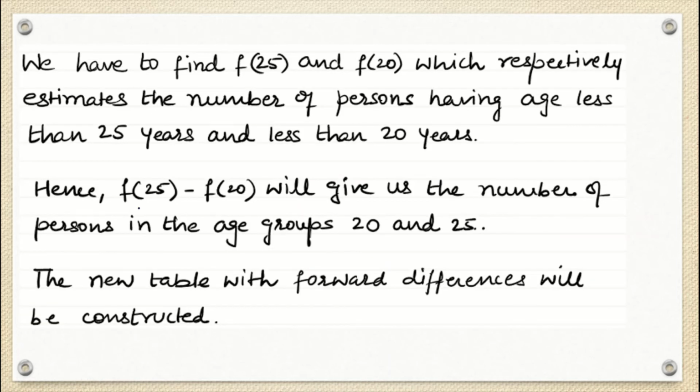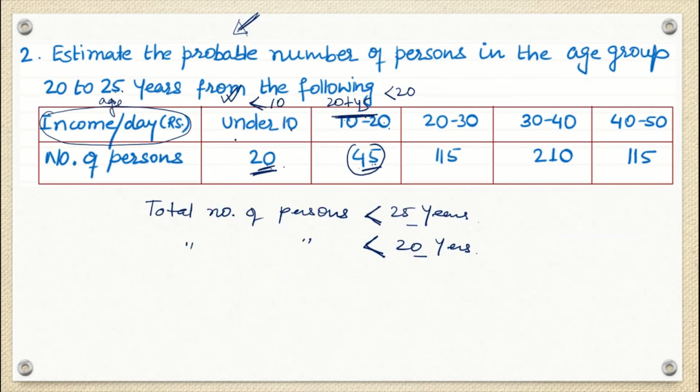Finally, F25 minus F20 will give us the number of persons in the age group 20 to 25. Okay. Now again, whether we have to use Newton's forward difference table or Newton's backward difference table, it all depends on what unknown value they are asking. They are asking the age group between 20 to 25, and 20 to 25 is actually in the first half of the table. So better to go for Newton's forward difference table.